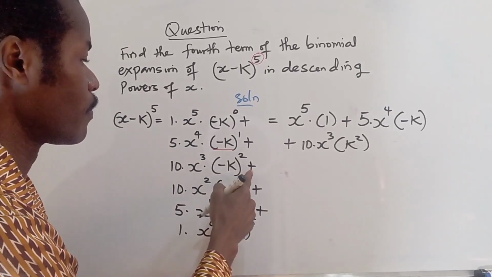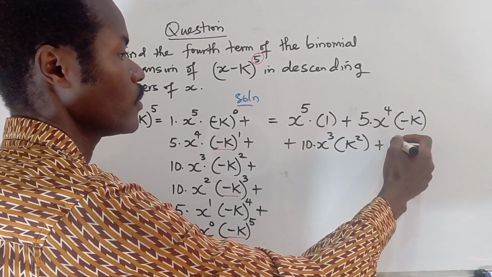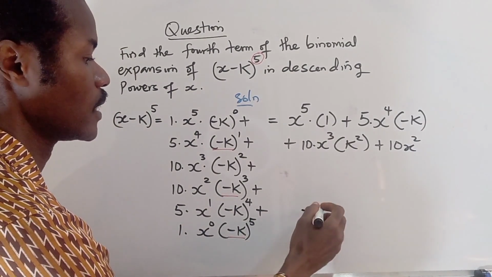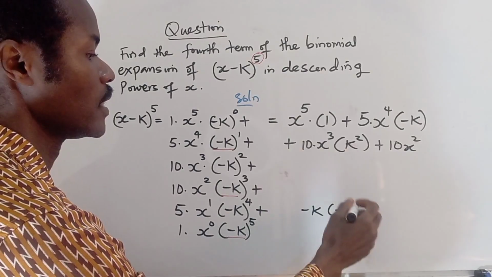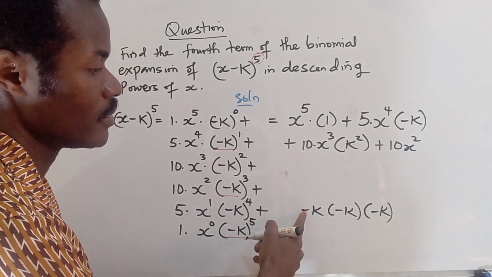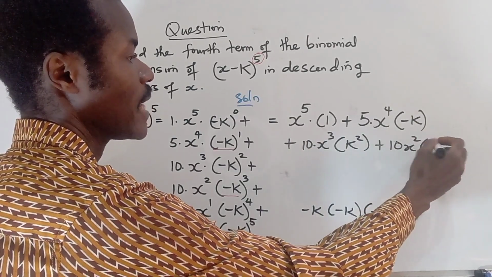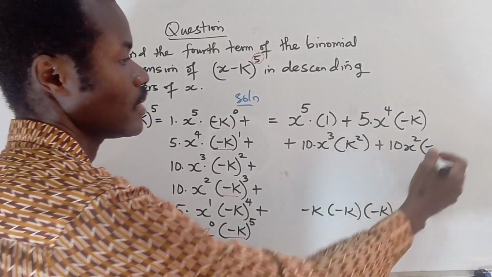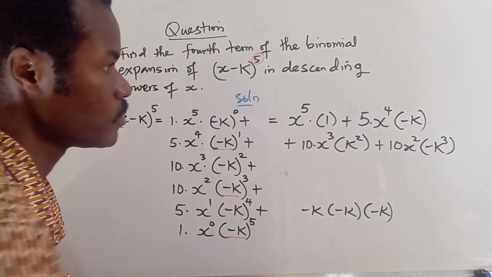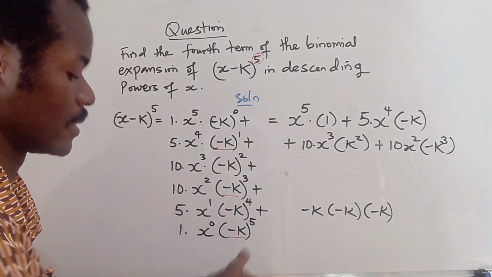So we have plus 10 multiplied by our x squared. So minus what? k times what? Minus k times minus k is going to give us what? Minus times minus is plus, times minus is still going to give us minus. So we have minus, and k times k times k is going to give us k to the power of 3. Okay? Now that we have that, we can now do this and this.